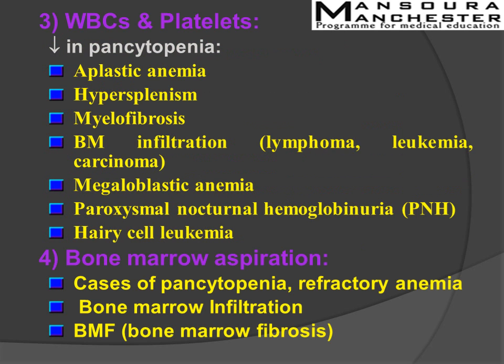Pancytopenia means a decrease in the white blood cells, hemoglobin, and the platelets, and these are the differential diagnoses of pancytopenia we need to know and memorize well: aplastic anemia, hypersplenism, bone marrow infiltration by abnormal cells, megaloblastic anemia, maybe viral infection, paroxysmal nocturnal hemoglobinuria, myelofibrosis. Sometimes we have to go for bone marrow aspiration for cases of pancytopenia and refractory anemia to rule out bone marrow infiltration by malignant cells and in cases of bone marrow fibrosis.